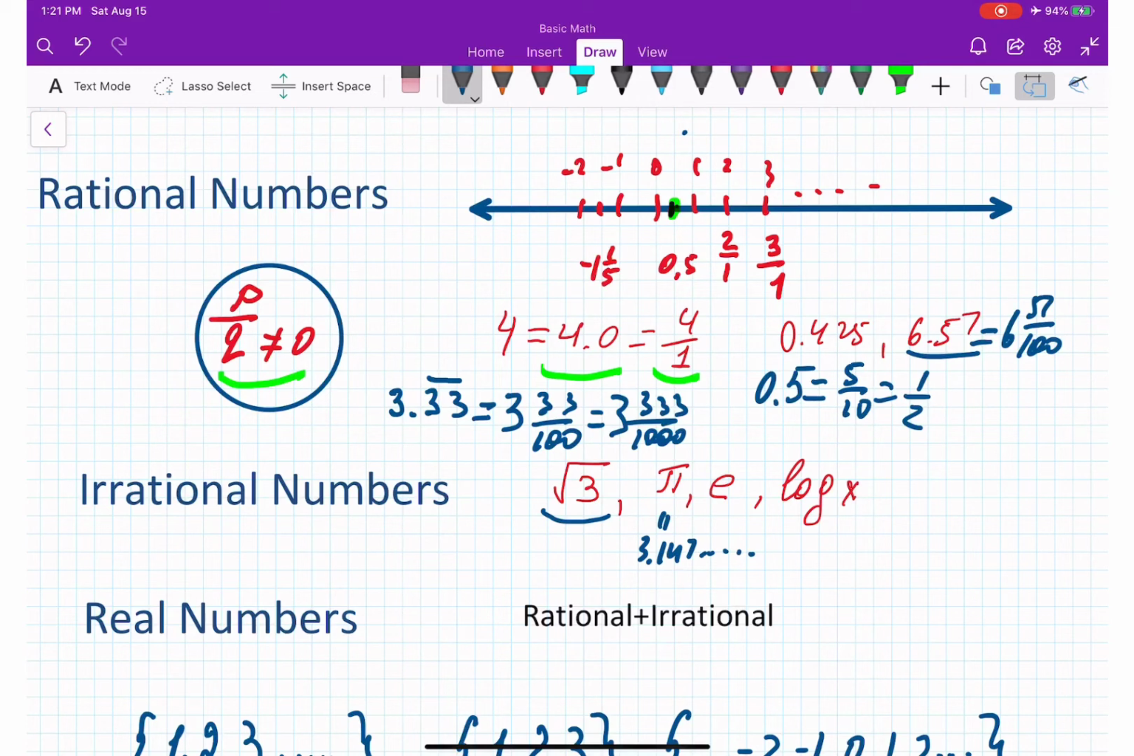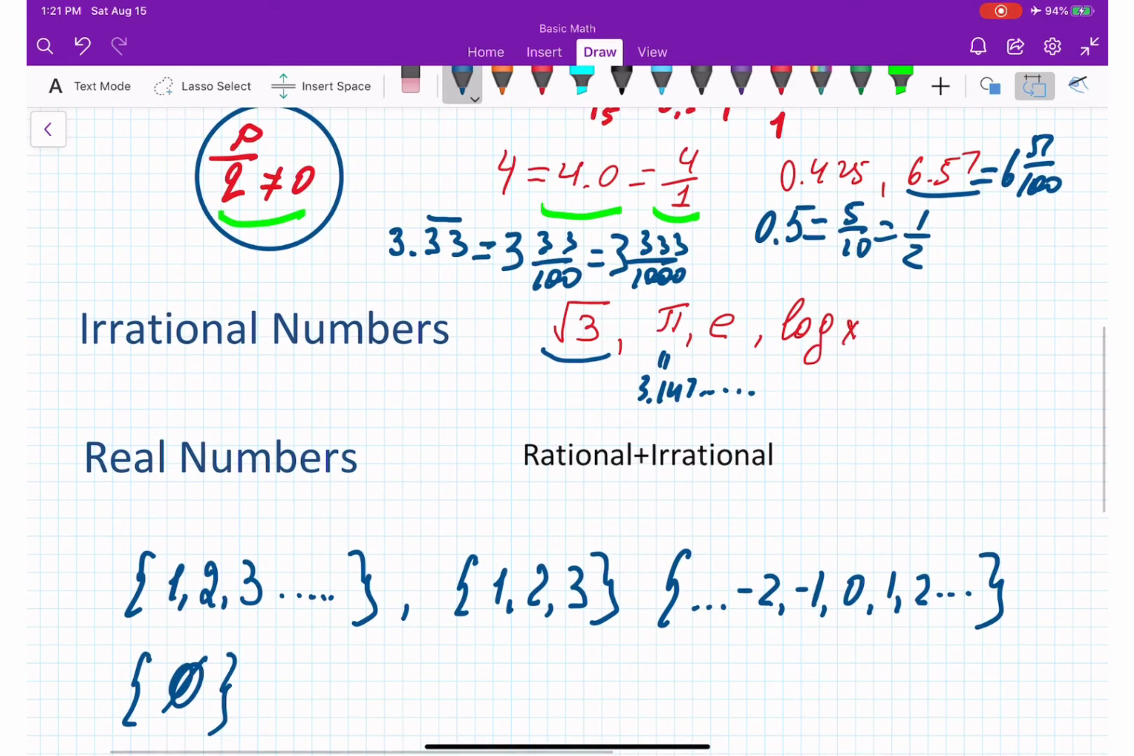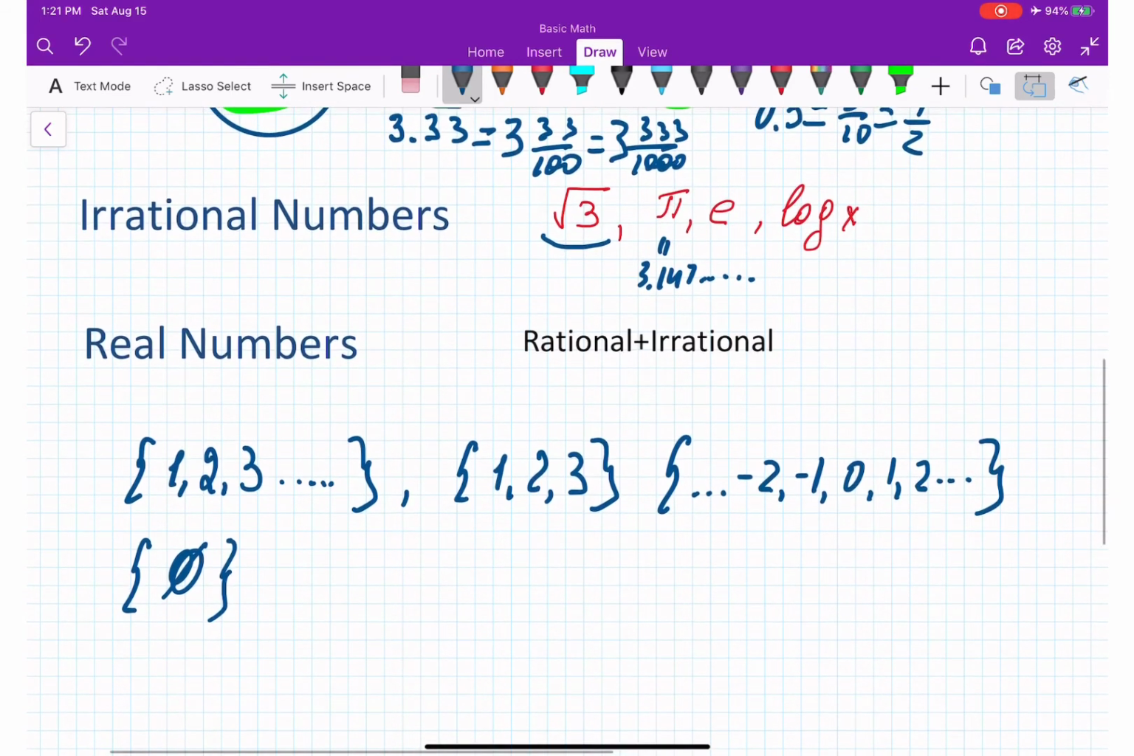Okay? And lastly, real numbers. Real numbers are those rational and irrational. All numbers, practically all numbers together, are accepted as real numbers. And let me show you how we can represent in set format any types of numbers we have.